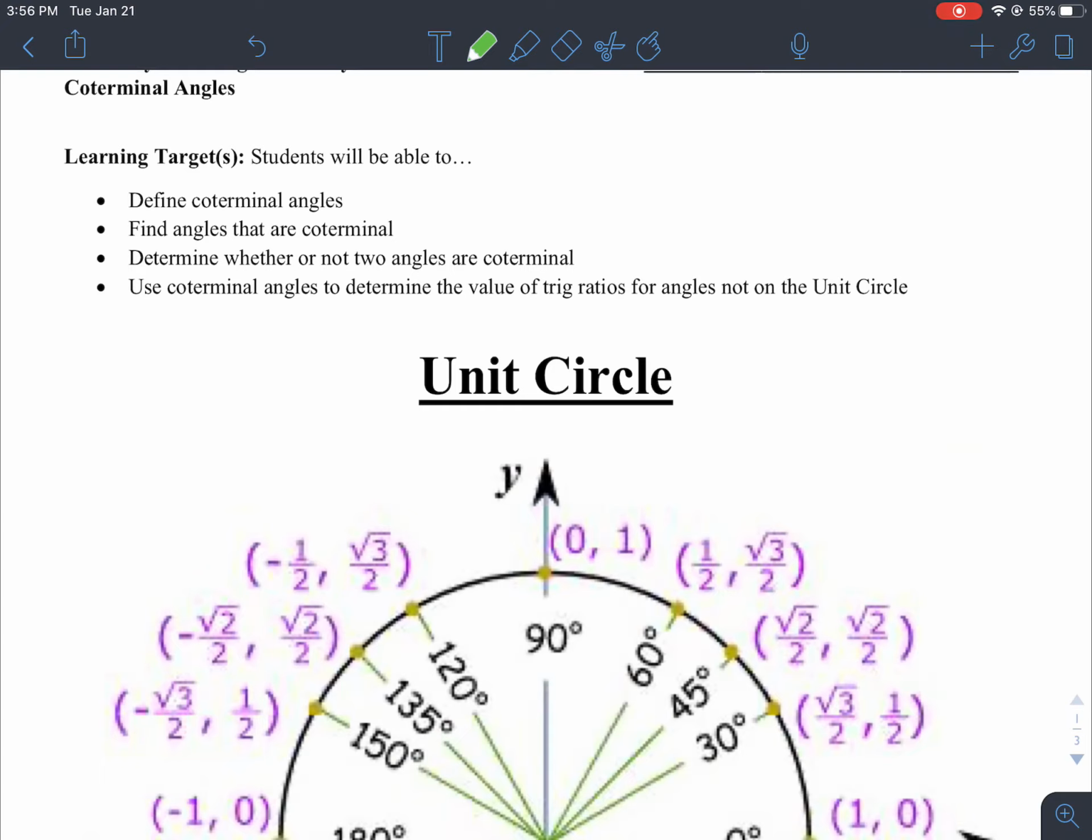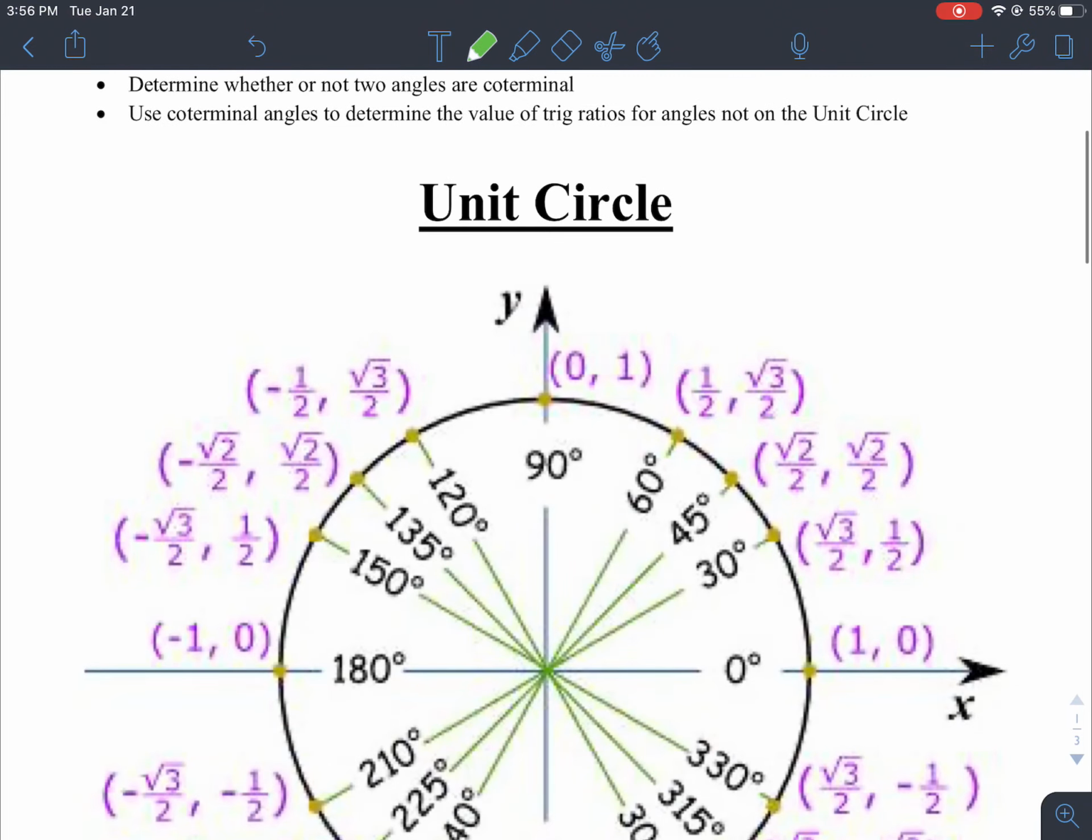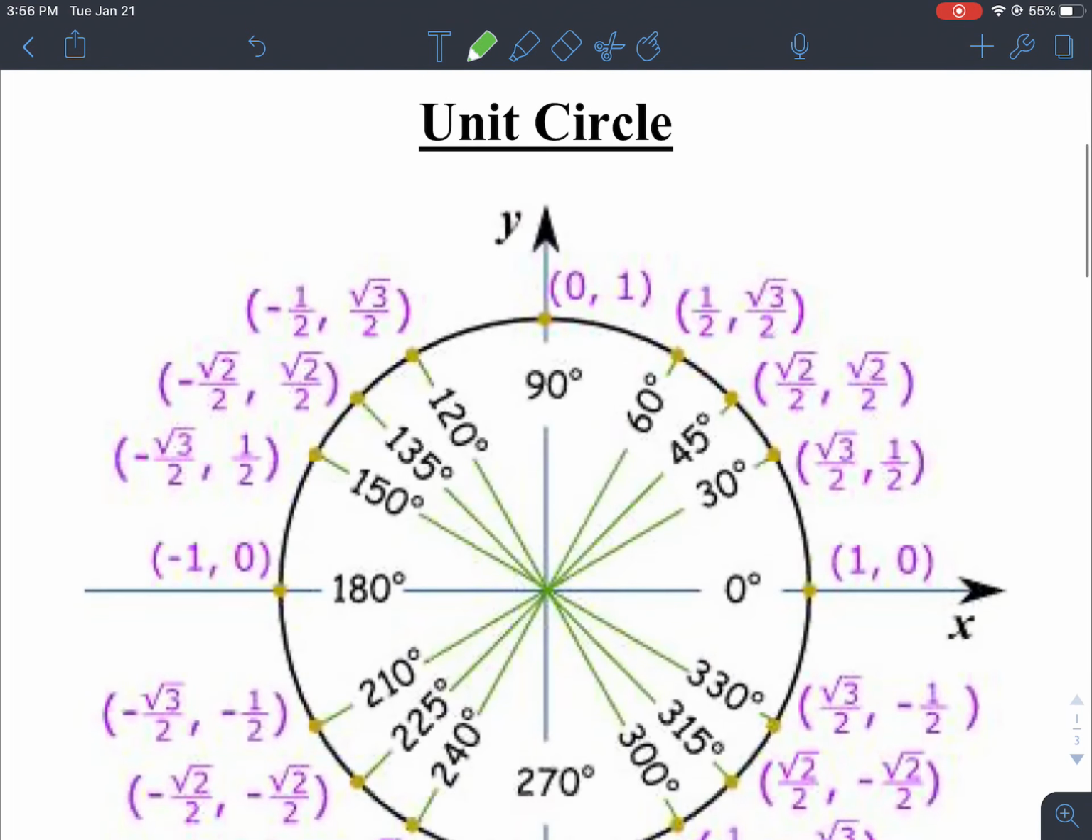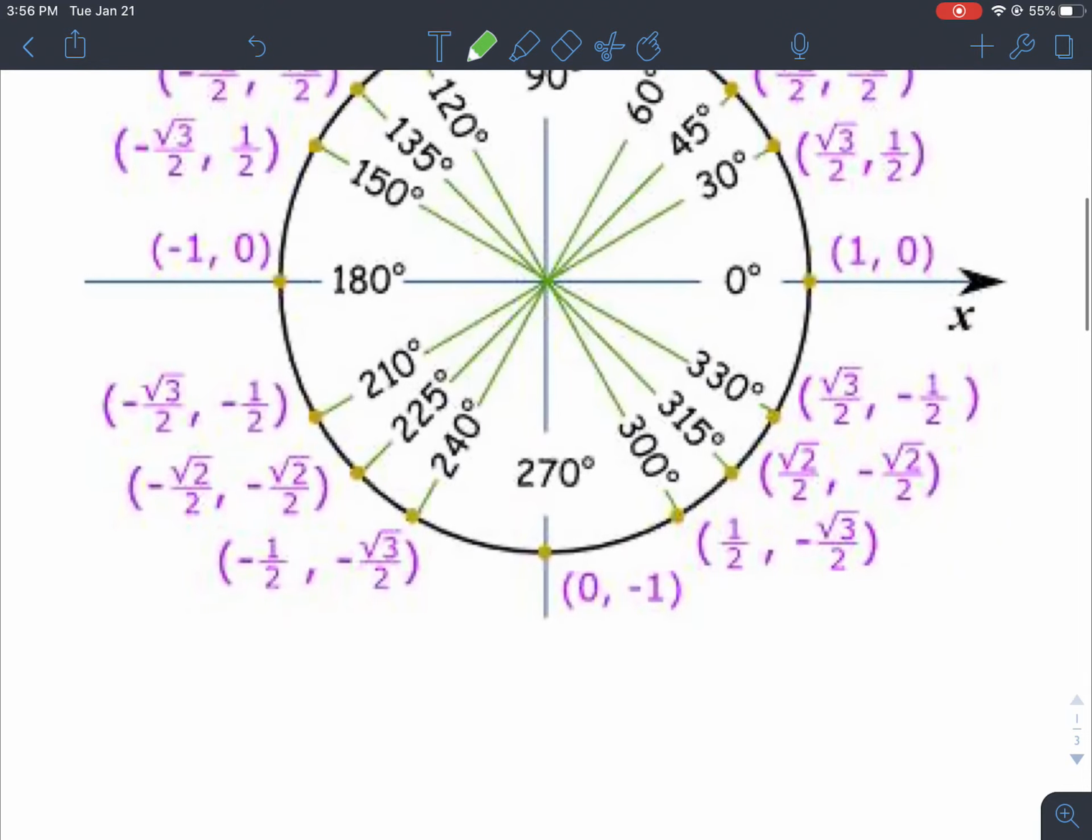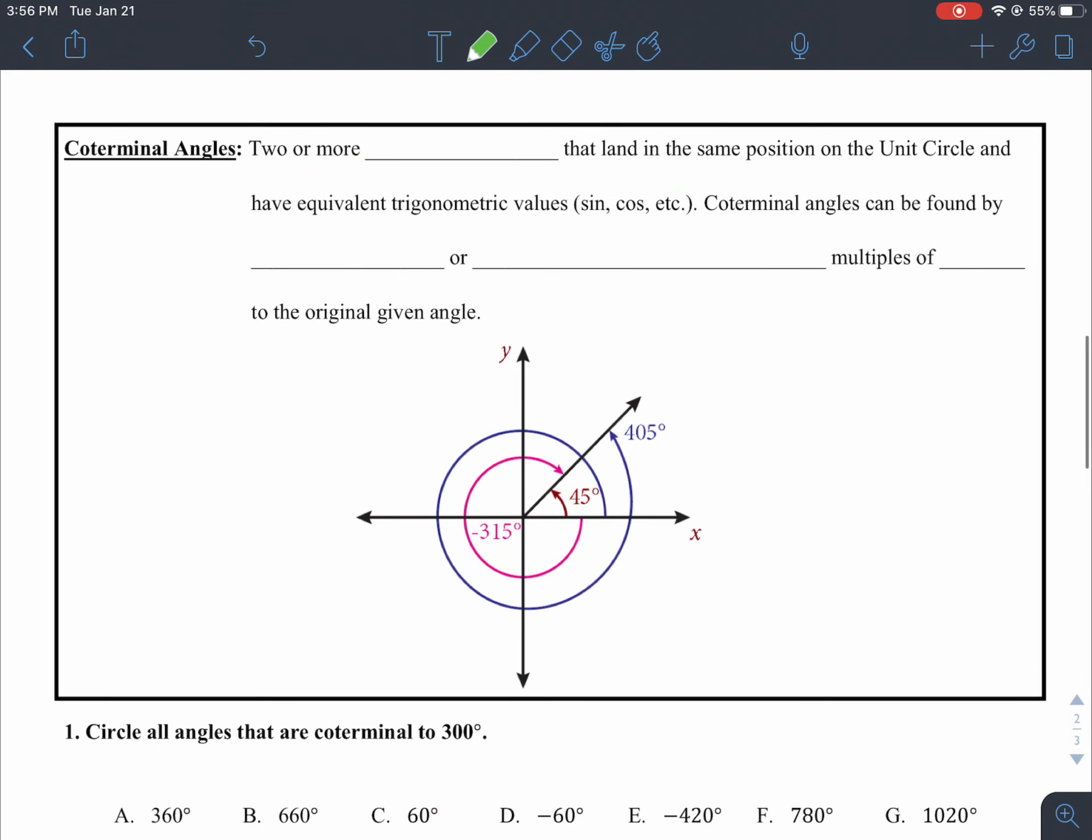So for example, our unit circle goes from 0 to 360 degrees. But what if we wanted to know the sine of 780 degrees, something like that? So that's what coterminal angles allow us to do. So later on in the lesson, we'll be utilizing the unit circle that we've been using the last couple days. But first and foremost, I want to start by defining what coterminal angles are.